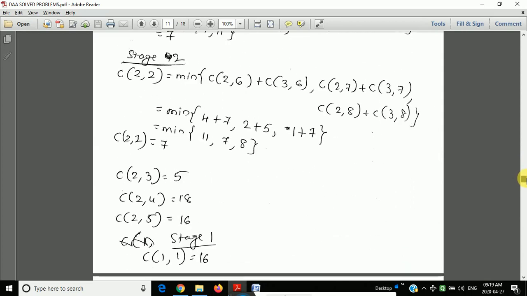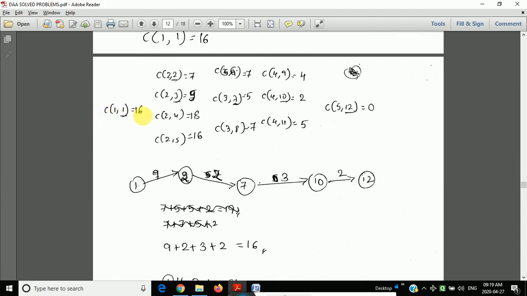So after doing all this, see here we have done all this. So I just created all these, 2 comma 2, 2 comma 1. So 2 comma 2 answer is 7, 2 comma 3 answer is 5, 2 comma 4 answer is 18, 2 comma 5 last is 16. So C 1 comma 1 is 16. What we have done, we have kept all these. C 1 comma 1 is 16, 2 comma 2 is 7, 9, 18, 16, 3 comma 6 is 7, 3 comma 7 is 5, 3 comma 8 is 7, like this 4, 2, 5, 0. So we have kept all these answers as they are, and after that we have to check which one is the minimum from here. This 9 is the minimum.